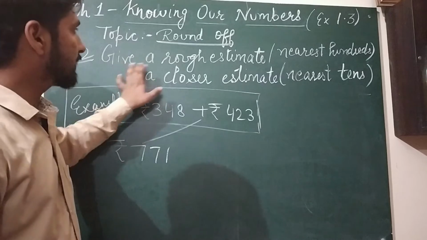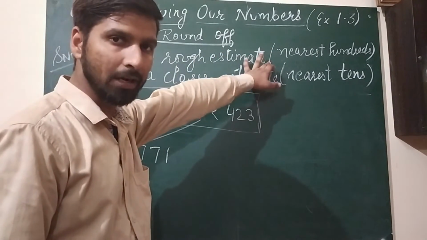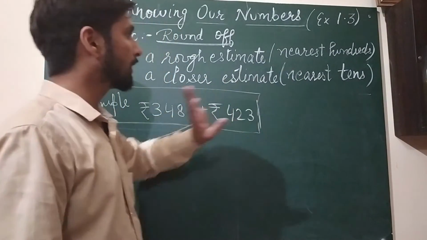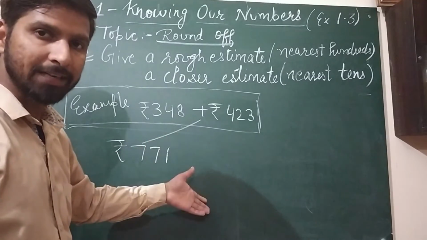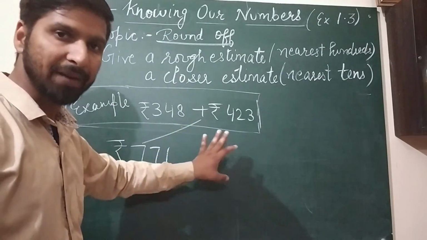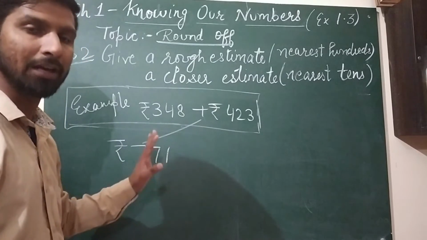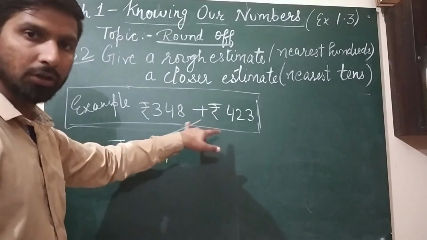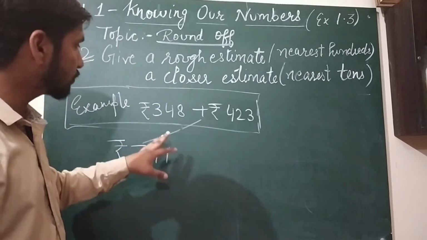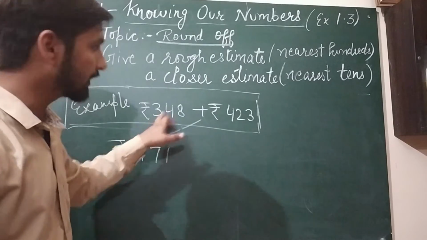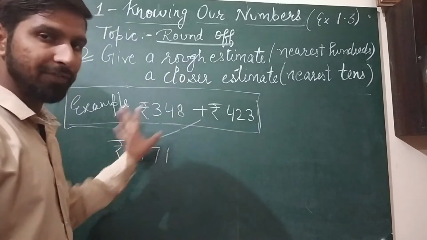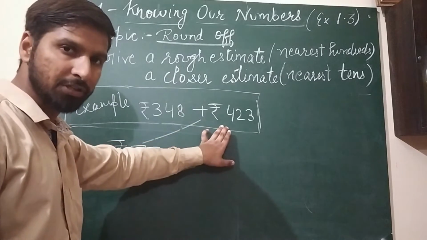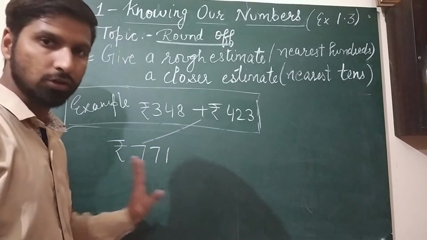The question is, give a rough estimate by rounding off to nearest hundreds and a closer estimate by rounding off to nearest tens. Before I move to the statements, I want to explain that this question has practical significance, with the help of an example. Let's say I go to market and buy two things. The prices are rupees 348 and rupees 423. If I add up, the total amount is 771. That means I have to pay 771 to the shopkeeper.